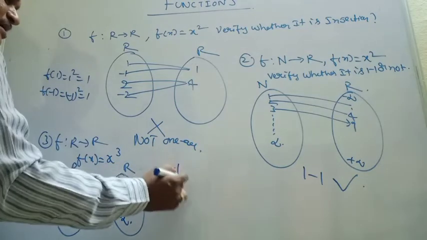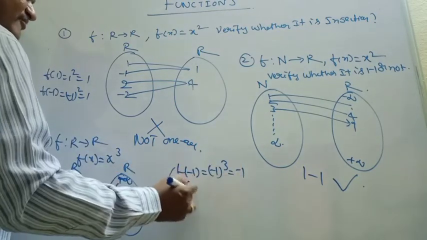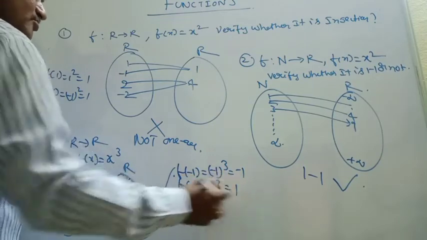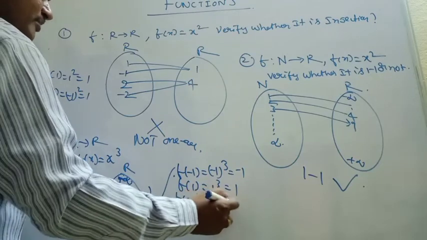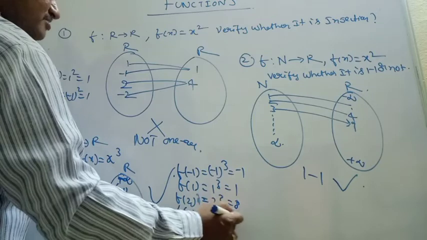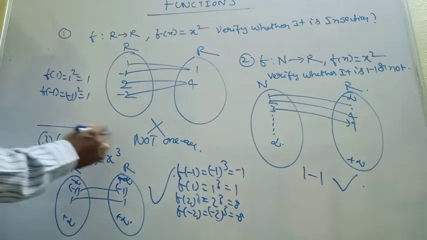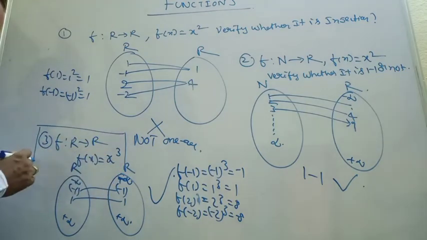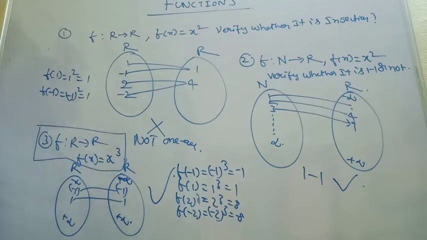Here you see, f of minus 1 is equal to minus 1 cube, that is minus 1. F of 1 is equal to 1 cube, that is 1. F of 2 is equal to 2 cube, that is 8. F of minus 2 is equal to minus 2 cube, that is minus 8. That means different elements will have different images. Therefore, f is a function from real numbers to real numbers, and f of x is equal to x cube is a one-one function, no doubt in it, right?